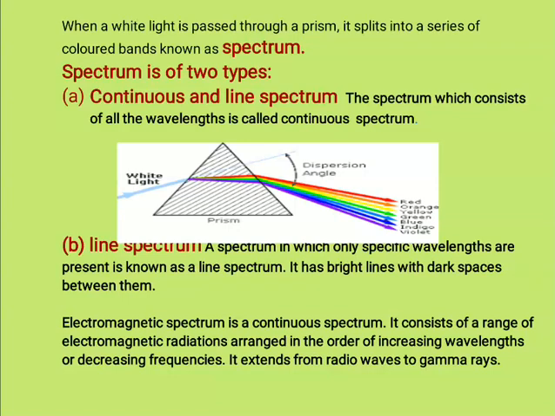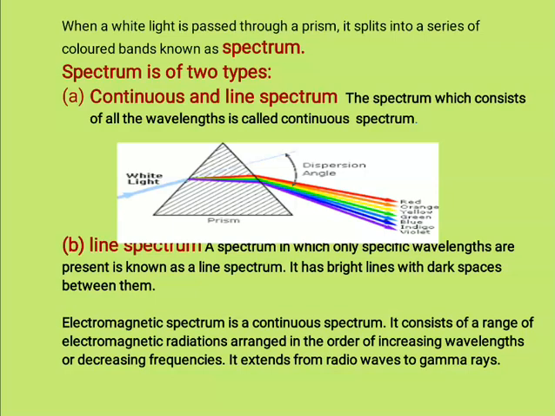Now, spectrum is of two types. It can be continuous as well as line spectrum. Continuous spectrum we have already discussed in class 10. When white light is allowed to pass through a prism, that white light splits up into 7 bands of colors. These 7 colors are continuous, meaning they are mixed up. There is no separation line between these colors. So such a spectrum is called a continuous spectrum.